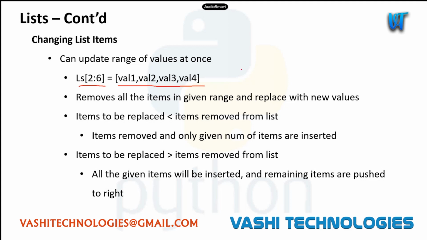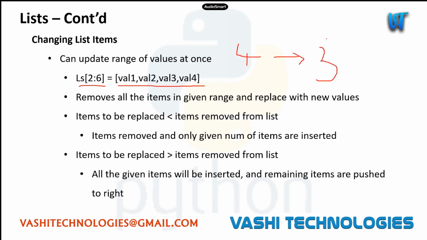Let's say we are removing these four items from the list, and we are giving only three items. We have given a range which includes four items from the current list, and we are assigning only three items. So what happens in that case? All of these will be replaced with only three values, and the list length will be reduced. I'll show it practically.